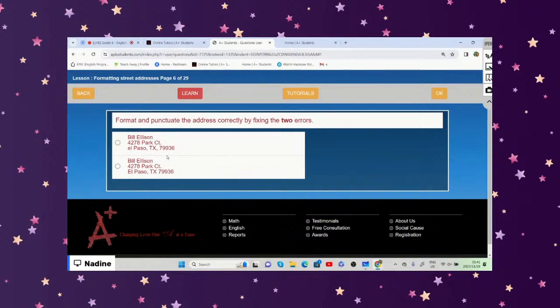If we look at option 2, right? Remember, option 1 needs to at least have the capitalization and punctuation. The second one is Bill Ellison. And if we fix the 2 errors, then we will choose option 2.